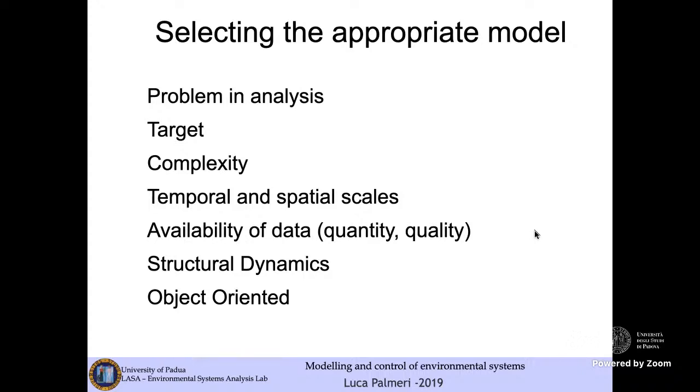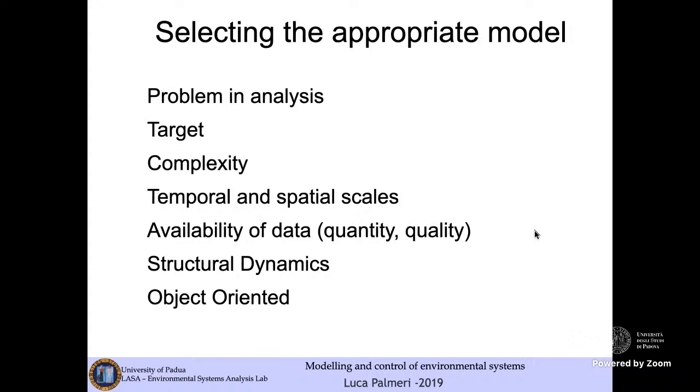Another relevant criterion for selecting the appropriate model is the availability of data, in terms of quantity and quality of the data. It is useless to build a model, for example, with a temporal scale of minutes if you have only one date per year, or for example, 4 dates per year, meaning 1 date per season. So the availability of data is another guideline that will guide you in the selection of the appropriate model.